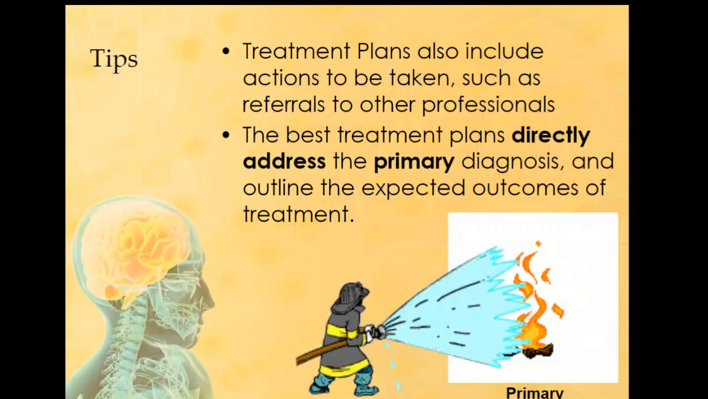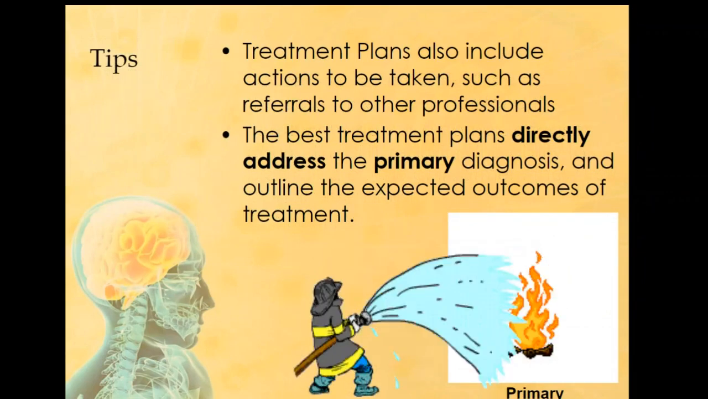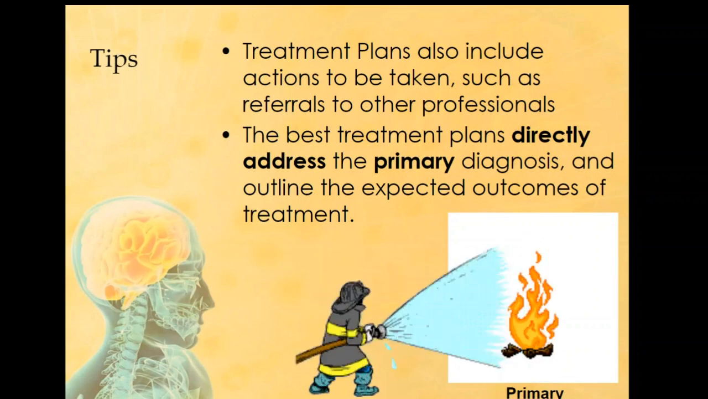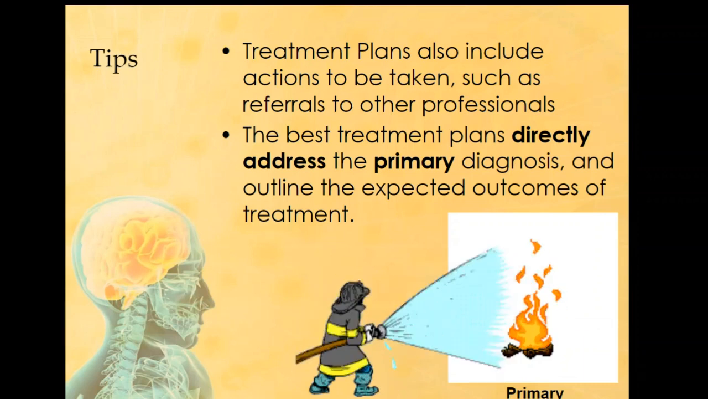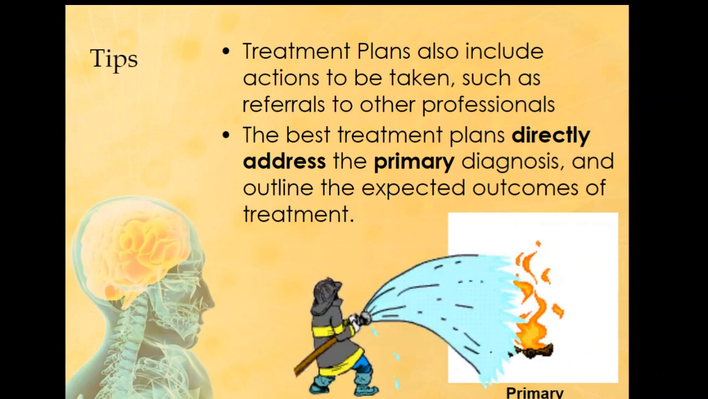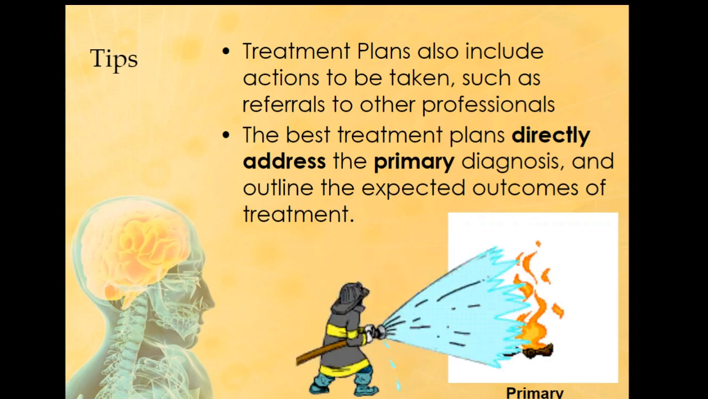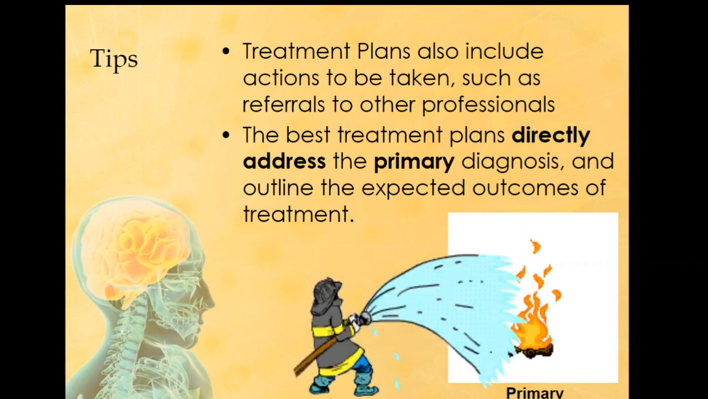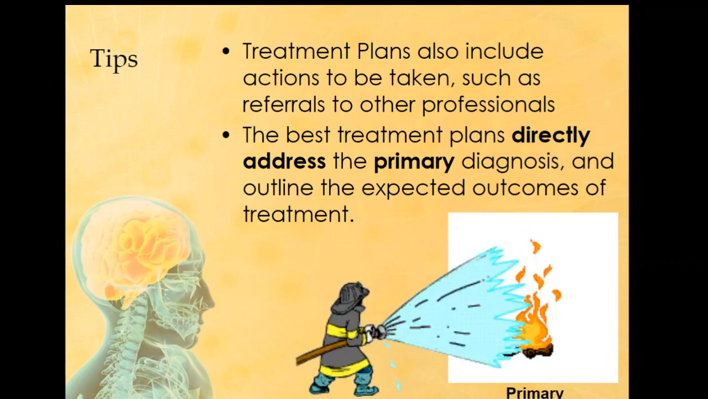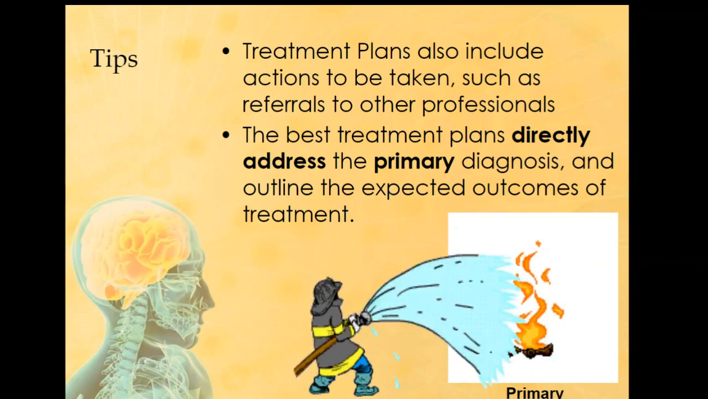Some tips. So treatment plans can also include actions to be taken, such as referrals to other professionals, psychiatrists, career counselors, speech language pathologists, couples counselors, nutritionists, things like that. But the best treatment plans directly address the primary diagnosis and they'll outline the expected outcomes of treatment. So by the time you get to your treatment plan, you should really already have articulated your primary diagnosis. Obviously, some of these are provisional and we may come back and adjust them accordingly. But the important part is that you have to have a primary diagnosis. If you don't have one, it's going to be really hard to write a coherent treatment plan.